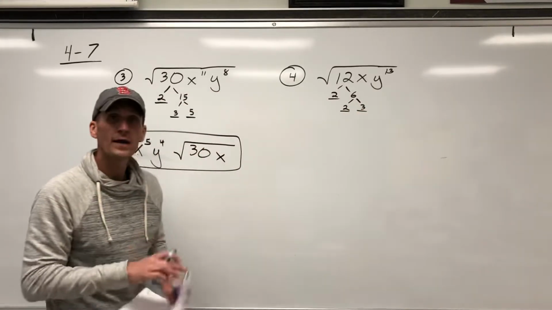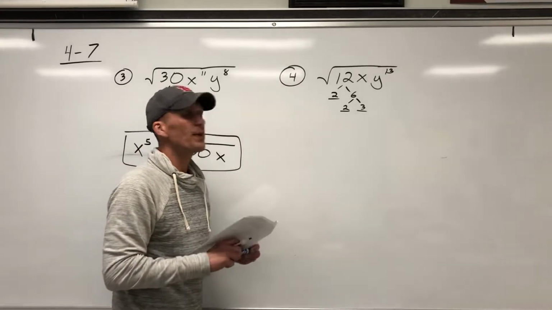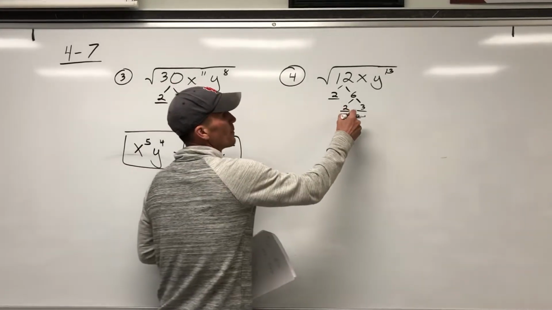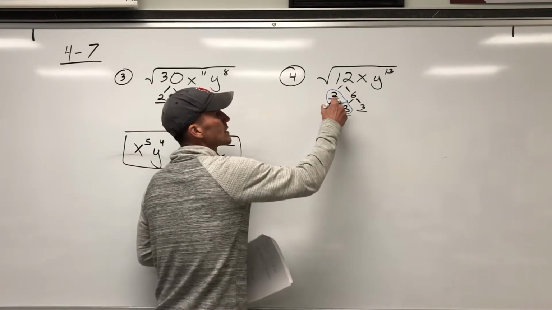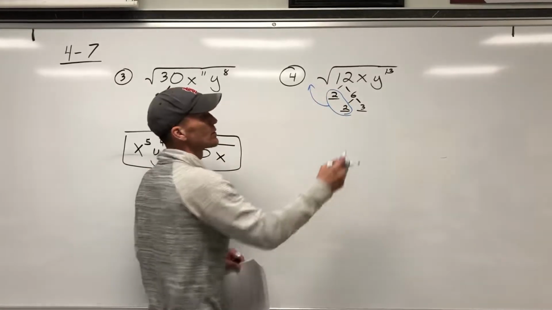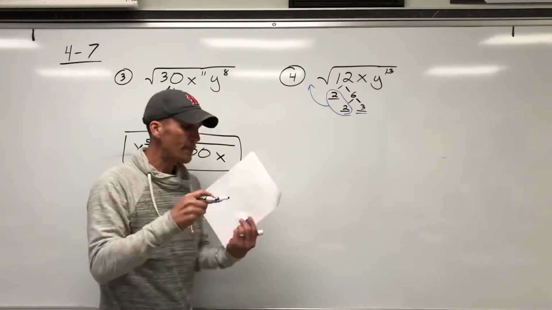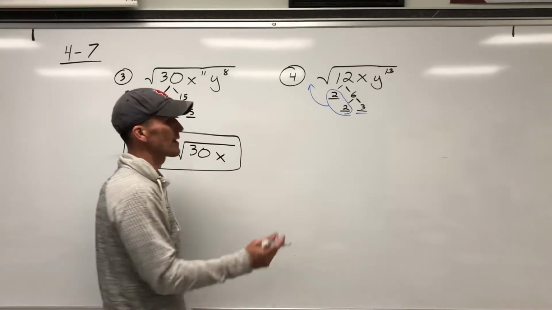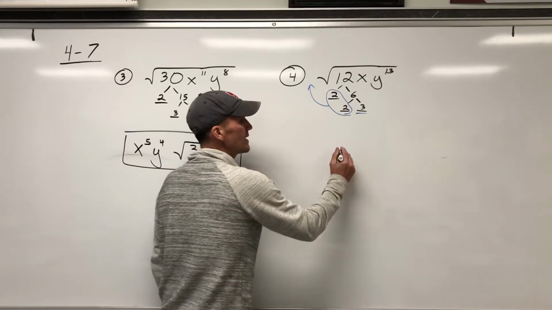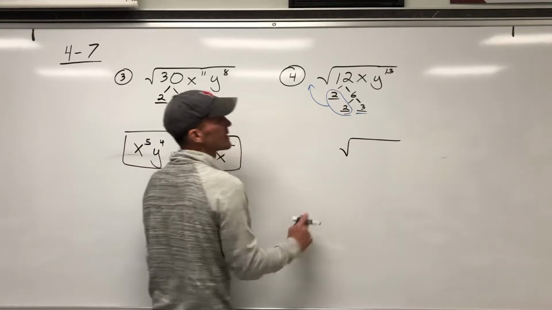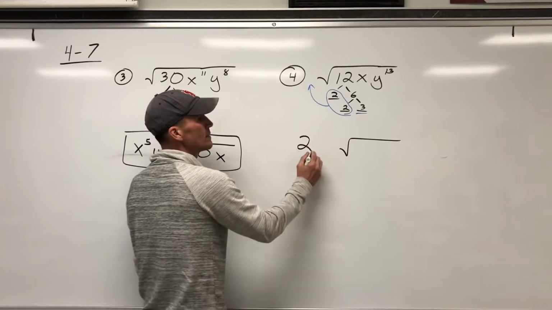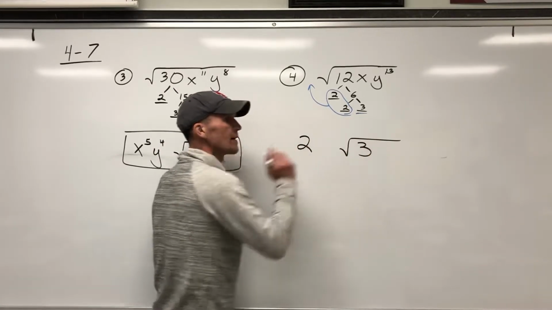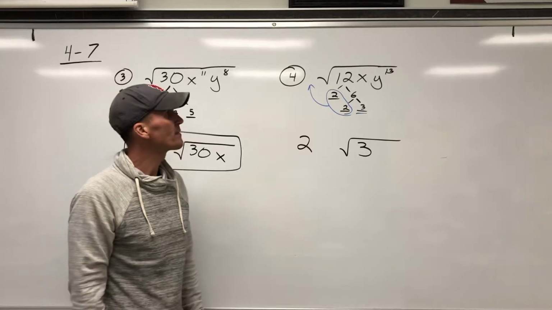Now we look for pairs, okay? So we got a pair of 2's. A pair of 2's gets to come outside as a single 2, but this 3 stays trapped. So I can kind of set up my answer right now. I got outside, square root, and I got inside. Well, a 2 is on the outside, and a 3 is on the inside. But I'm not done because I got to talk about my variables.